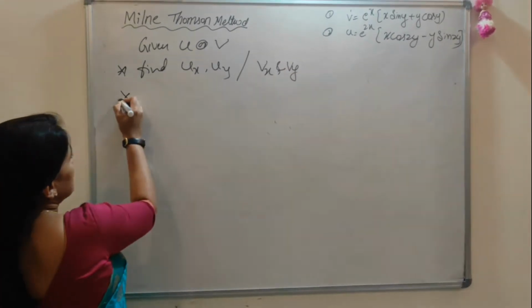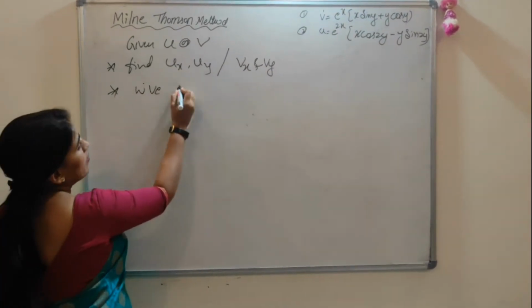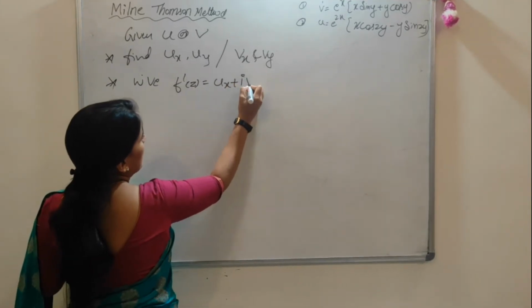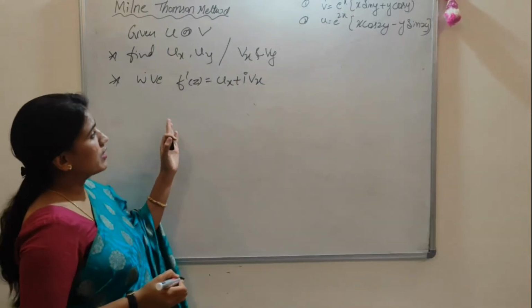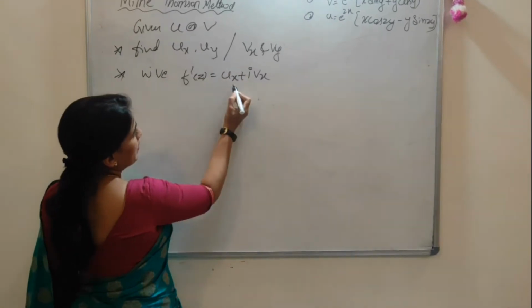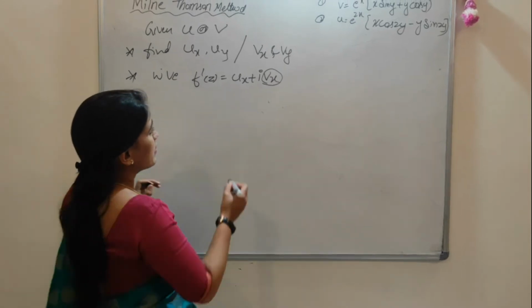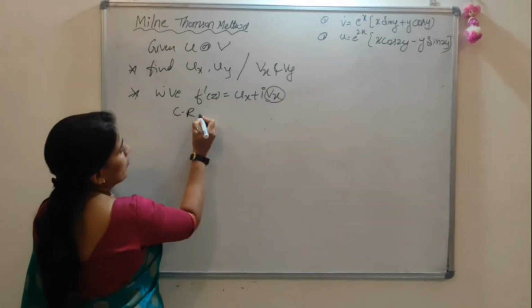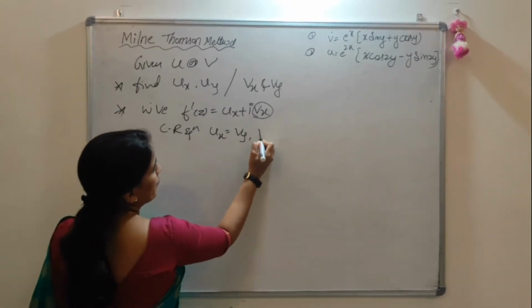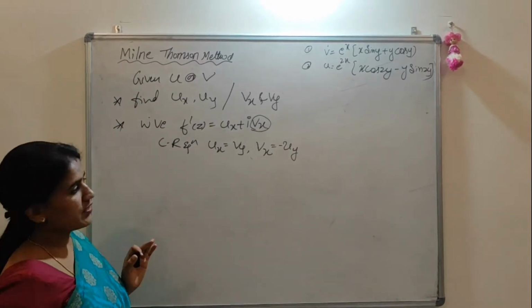After finding this, we have to substitute in the formula. That is, f dash of z is equal to ux plus ivx. Here we need to substitute the values. Here you can observe, suppose real part is given, then vx we are not having. So for this we need to use the CR equations. What are CR equations? ux is equal to vy, vx is equal to minus uy. These two are CR equations.